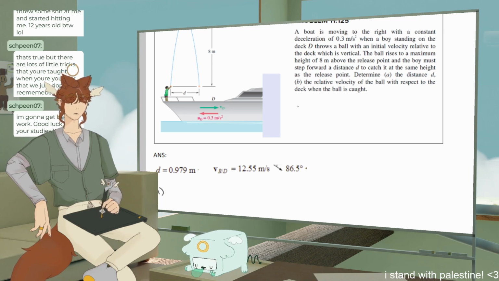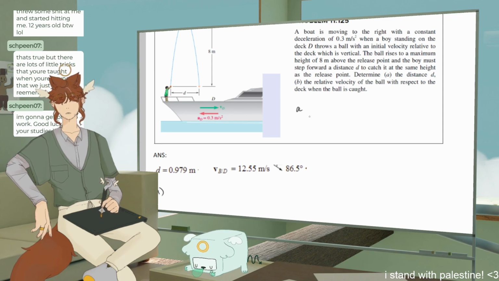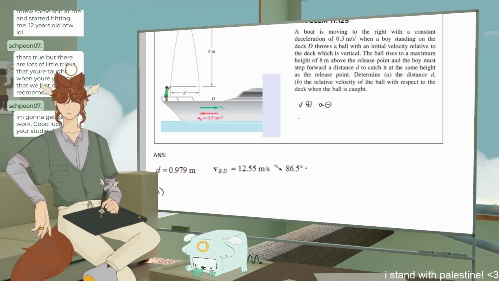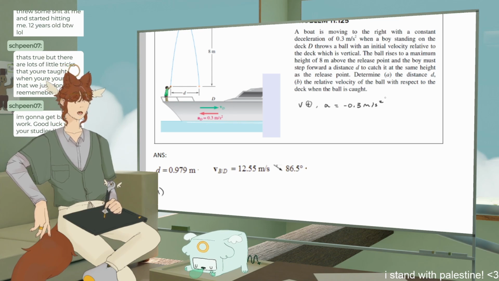Okay, what do we know? We know that there is an acceleration. Oh wait, the boat's going backwards. Okay, so our velocity is positive, I guess, and our acceleration is negative. I'll just say velocity is positive, and acceleration equals negative 0.3 meters per second squared. Okay, that's pretty much all we know.